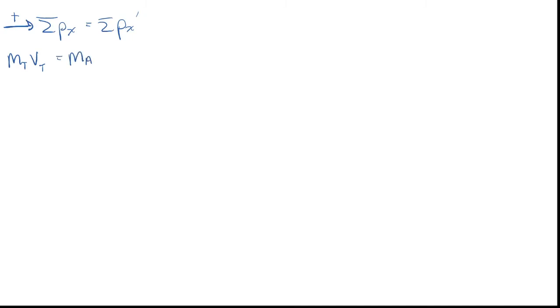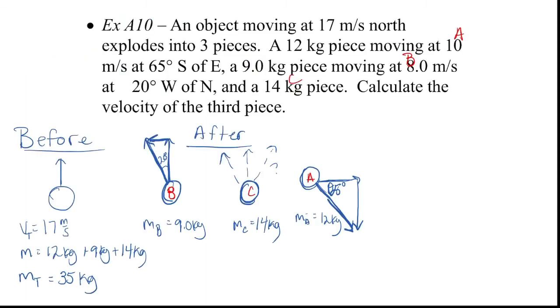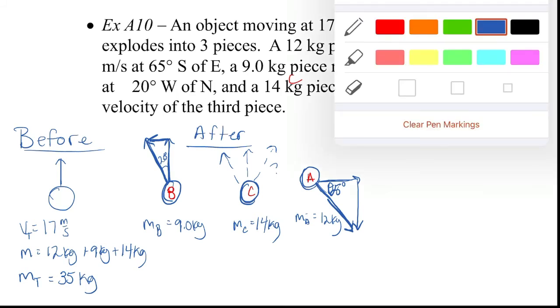Okay, and so when I'm looking at the momentum of the total piece beforehand, I know that's 0. And then I'm going to look at the momentums of all the pieces A, B, and C in the x direction afterwards. So mass of A times velocity of A in the x direction, plus mass of B times the velocity of B in the x direction, plus mass of C times the velocity of C in the x direction afterwards. Okay, so for A and B in the x direction, we can find those by using SOHCAHTOA.